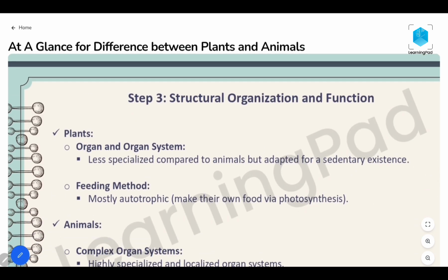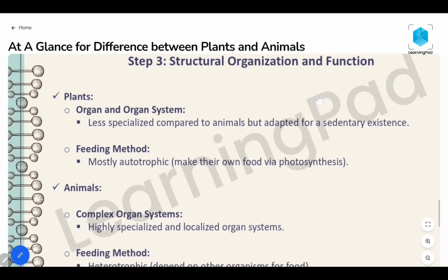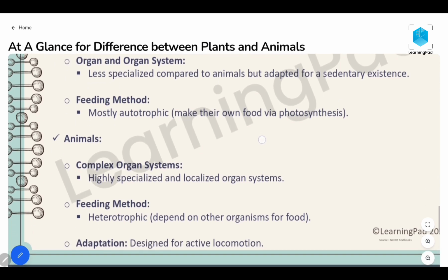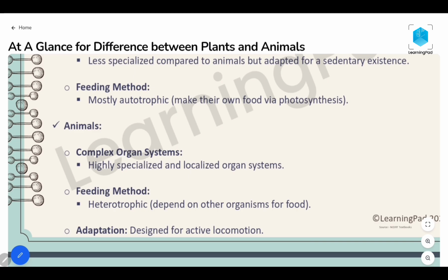Next is structural organization and function. Plants have organs and organ systems, and the organization of these organs and organ systems is less when compared to animals. Why? Because they have a sedentary life. Sedentary means at one place, stationary. And the feeding method, you all know that plants are autotrophic, so they produce their own food through a process called photosynthesis. In case of animals, the organ systems are very complex.